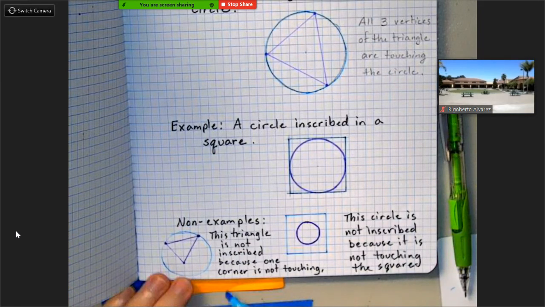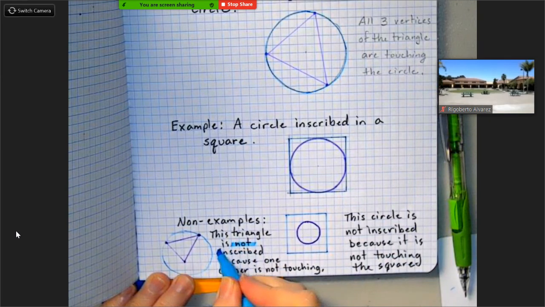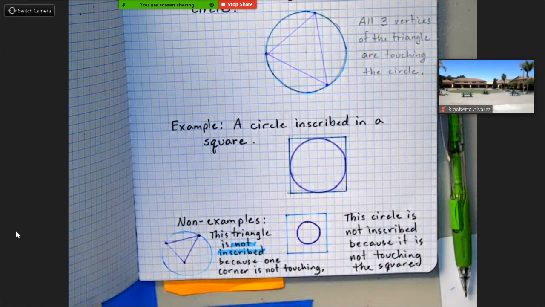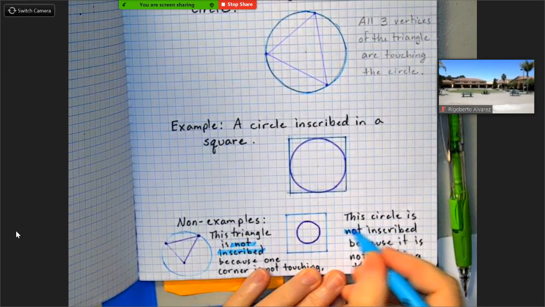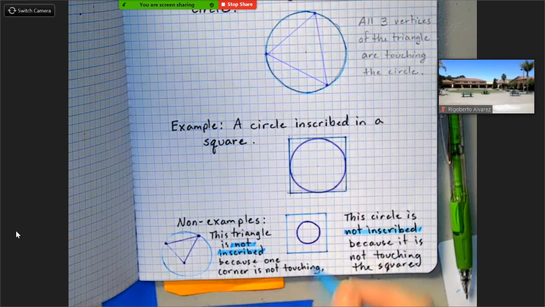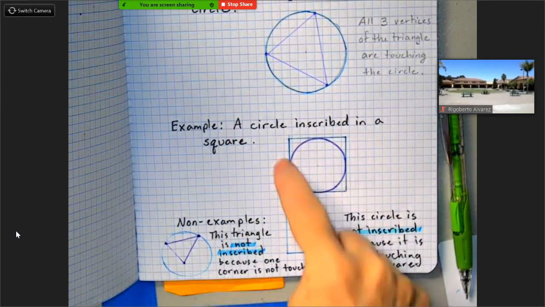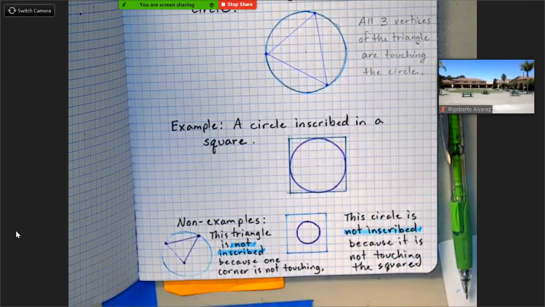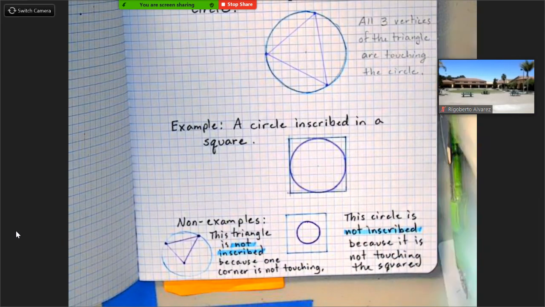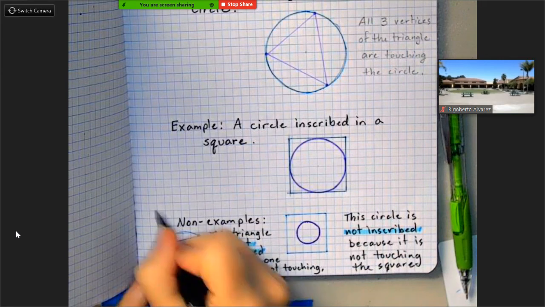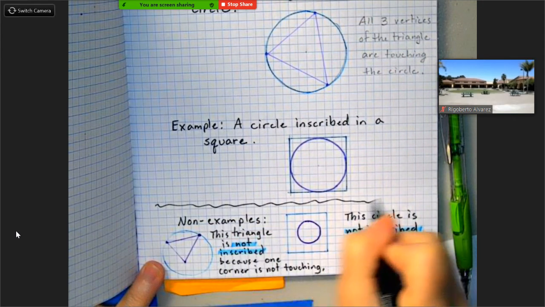Okay, this is not inscribed. That is not inscribed, okay? And here, this circle is not inscribed because it's not touching the square. So in order to be inscribed, it has to be touching. So these are non-examples. I'm going to put a little line here so we can tell the difference.